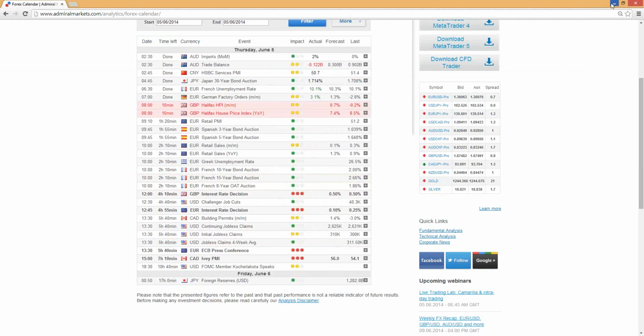But we still have other pairs to look at. We can still look at the pound and euro dollar, I just wouldn't be trading them personally. We have other news, light and medium, like retail sales and bond auctions. French unemployment rate ticked down 0.2, that's good for France, 10.1 now. And German factory orders are up. That's always good news.